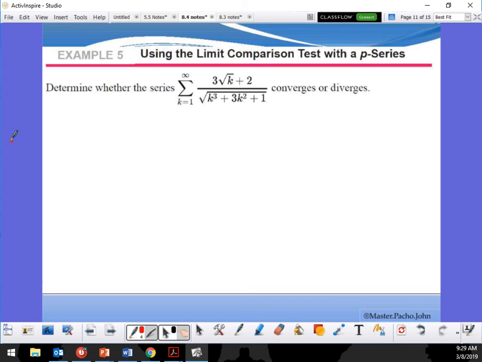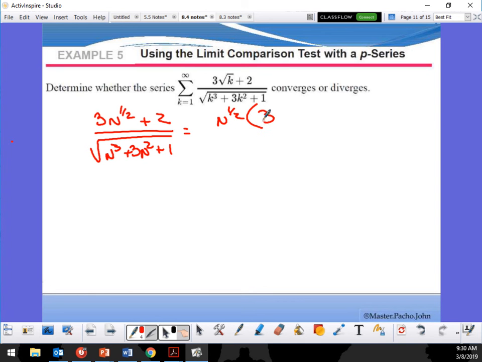So I'm going to factor out the k to the 1/2, so it's basically going to be n to the 1/2. So I'll rewrite it as 3 to the n 1/2 plus 2 over square root of n cubed plus 3 n squared plus 1. So I'm going to factor this out, so I'm going to come out with n to the 1/2 parentheses. As I take that out, it's going to be 3 plus 2 over n to the 1/2. Okay, don't forget, these are negative exponents, so I'm going to deal with that here momentarily.